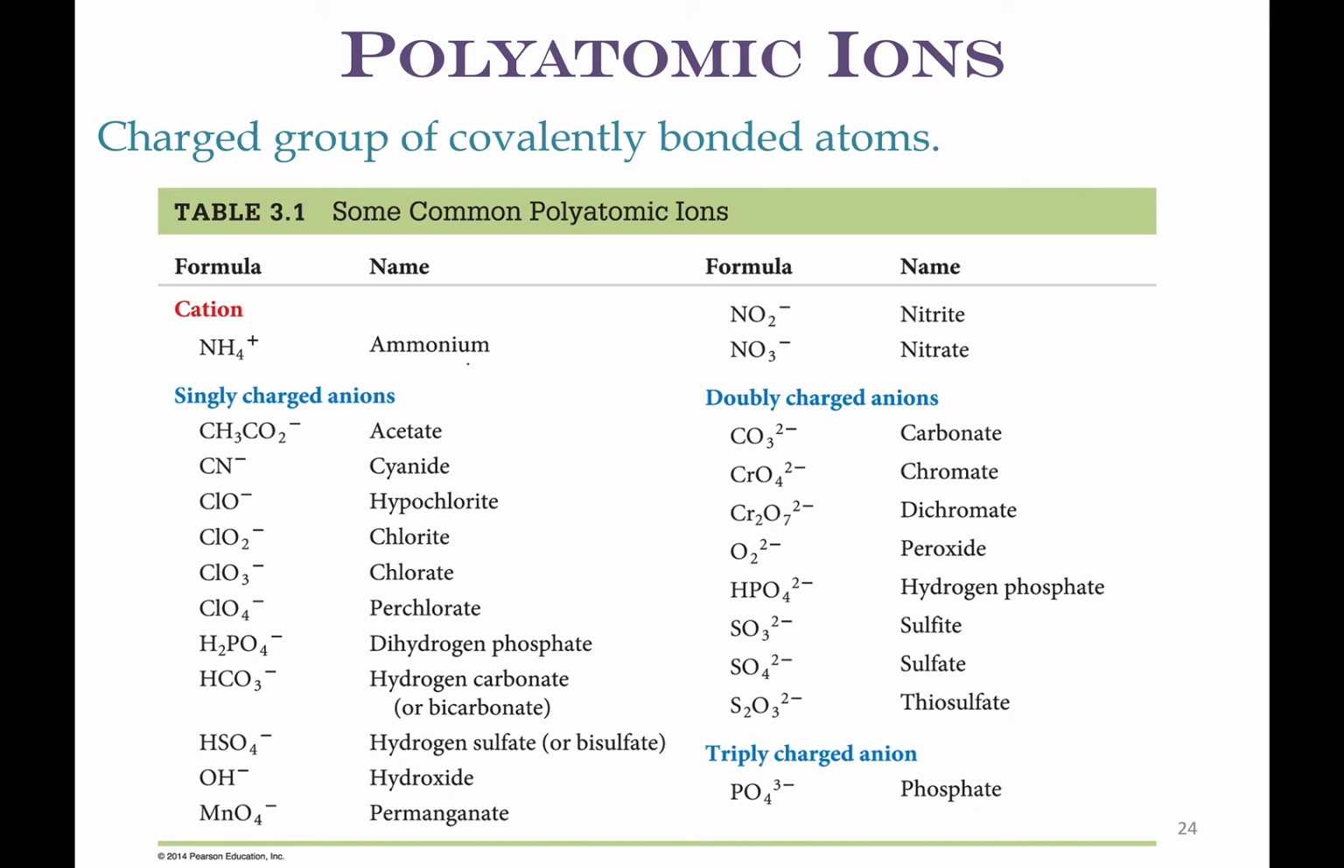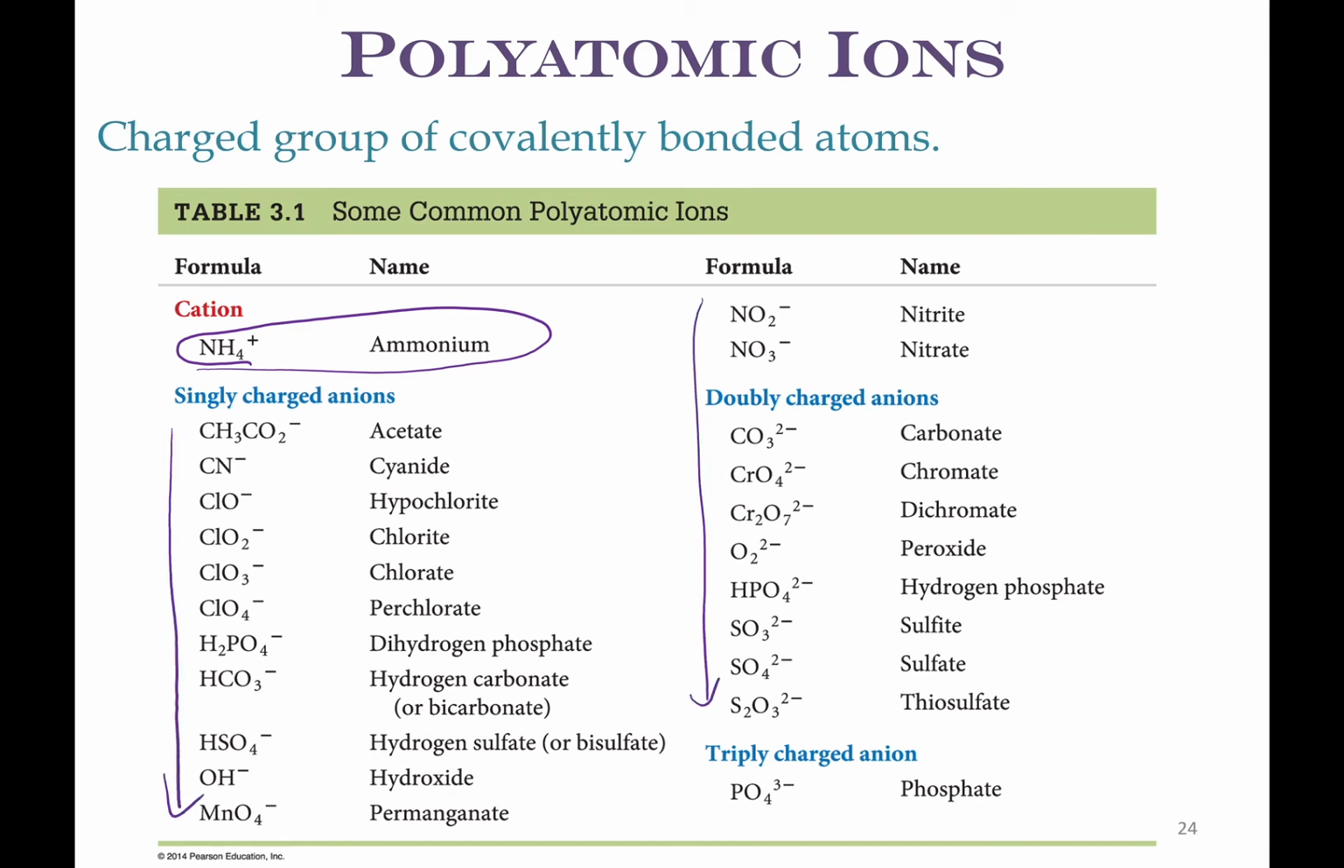Now we have ammonium. Ammonium is the only positively charged polyatomic cation that we have. We have a whole bunch of negatively charged ones here, and you're going to become familiar with these. There's a list on there that I'd like you to be really familiar with, otherwise your test is going to take you too long. But as you use these and practice, you're going to get to know them.